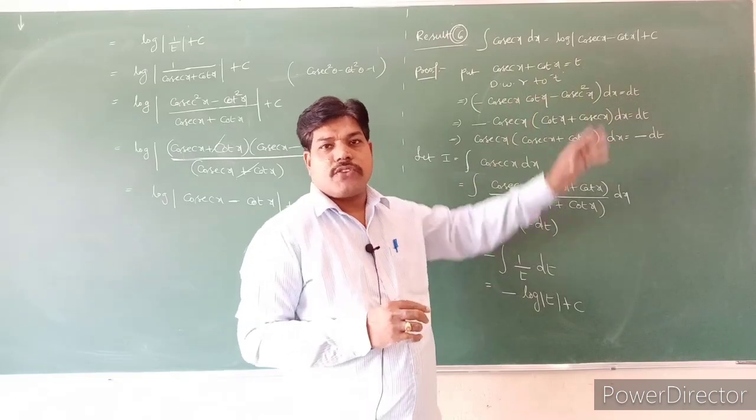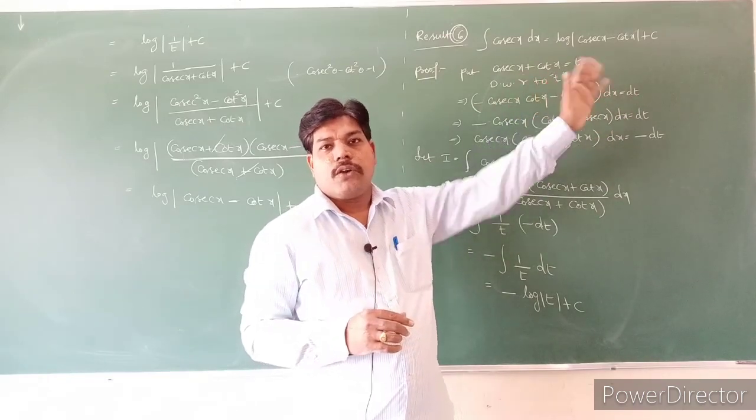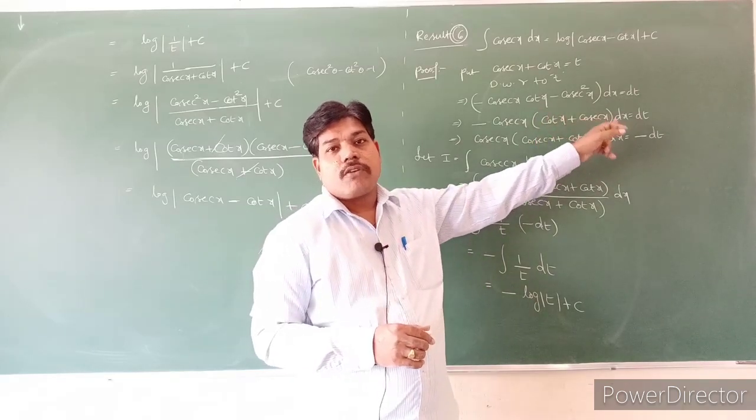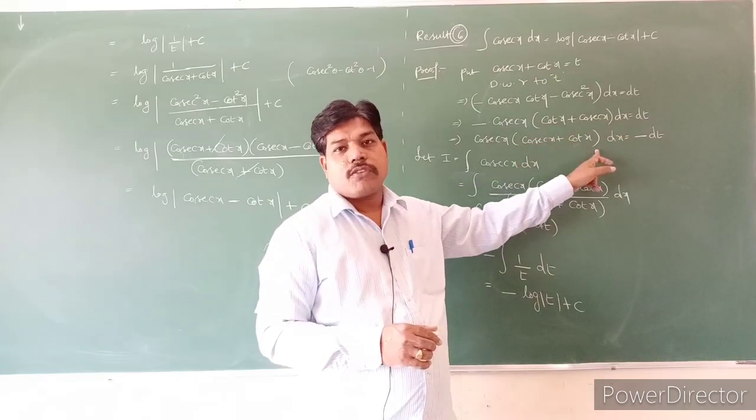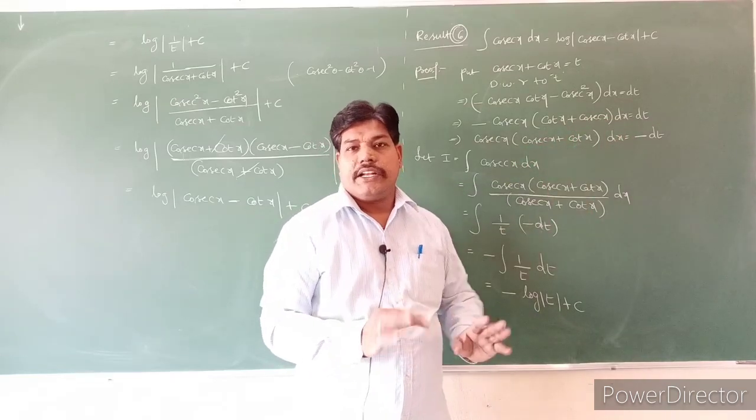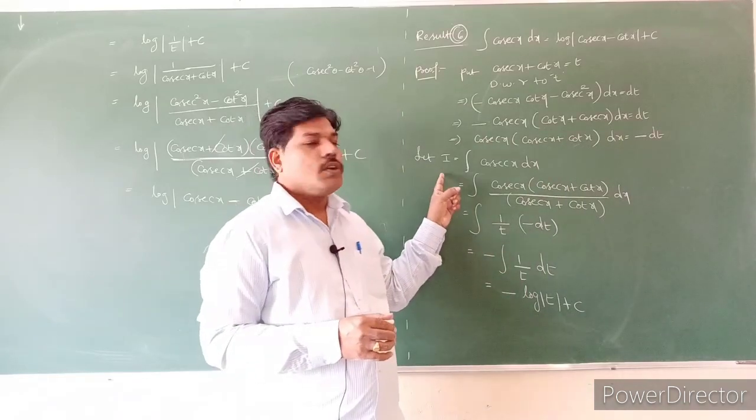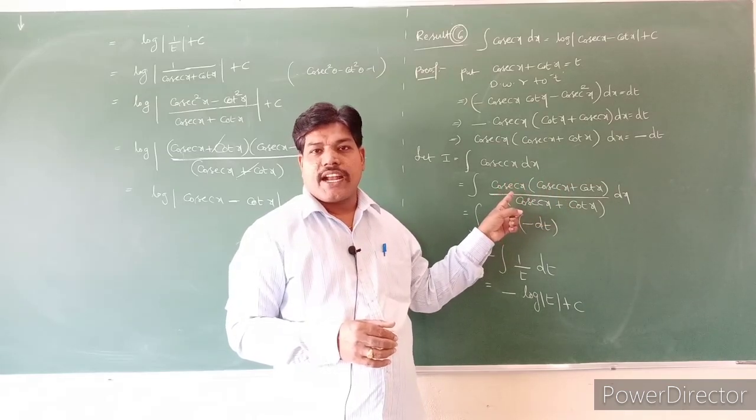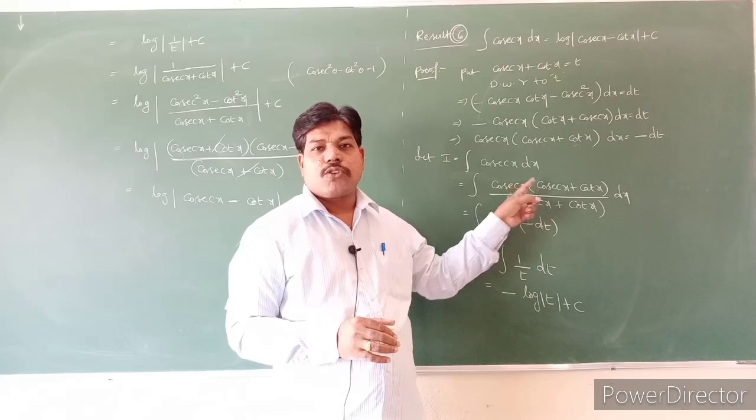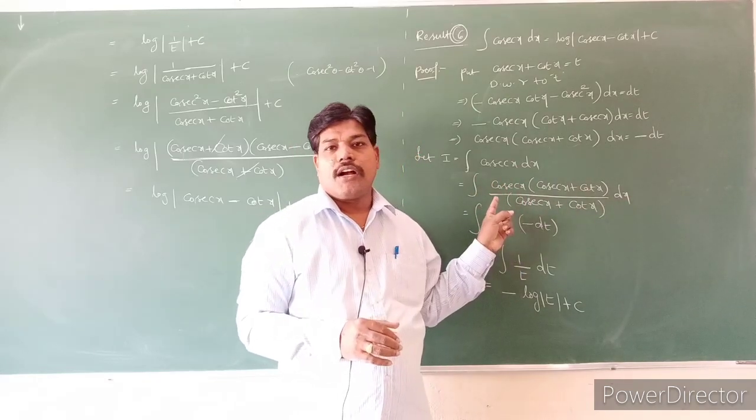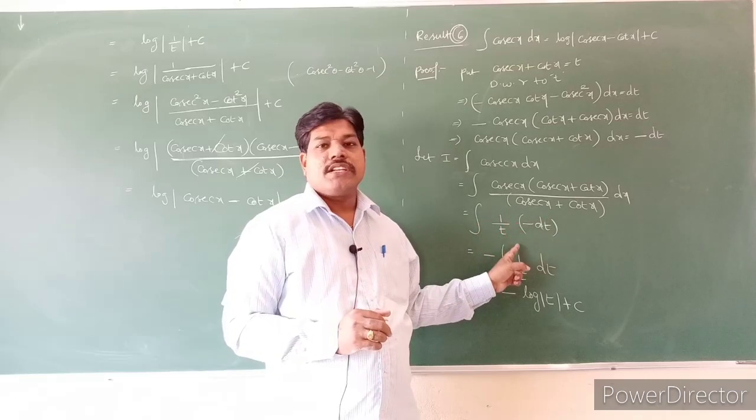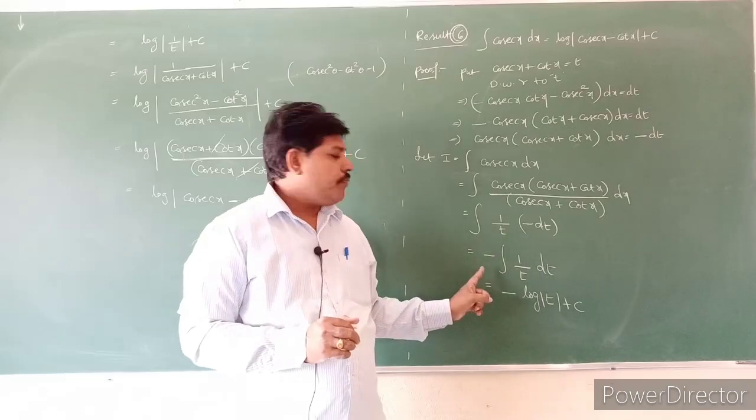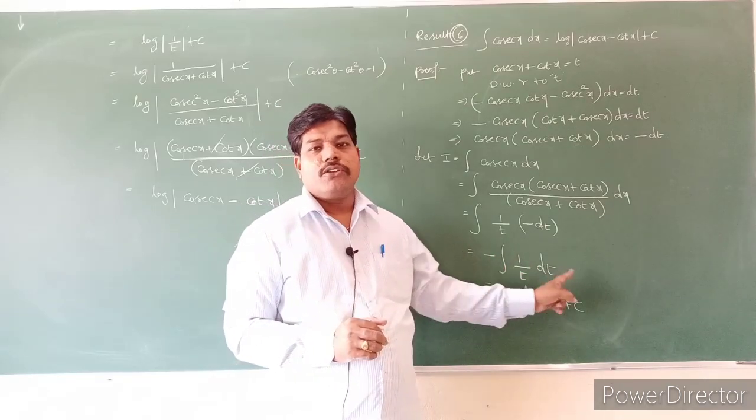So how to do it: first we take cosecant x plus cot x equal to t. The differentiation is cosecant x into cosecant x plus cot x into dx equal to minus dt. Take the problem: I is equal to the integral of cosecant x into dx. Just multiply and divide with cosecant x plus cot x. The total numerator will become minus dt. So the problem is the integral of 1 by t into minus dt. Take this minus out: minus integral of 1 by t into dt.